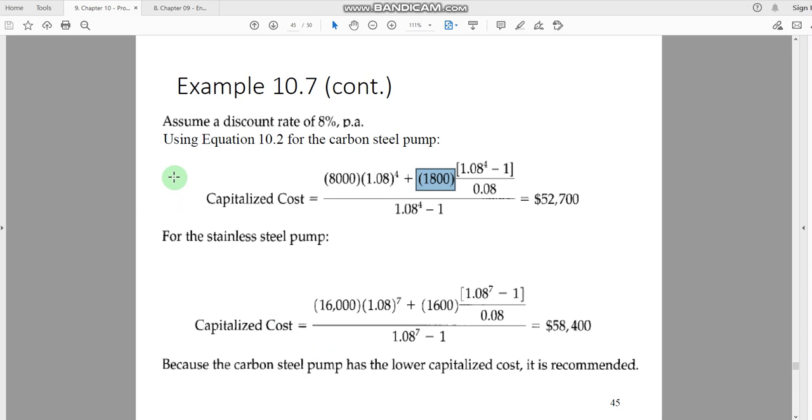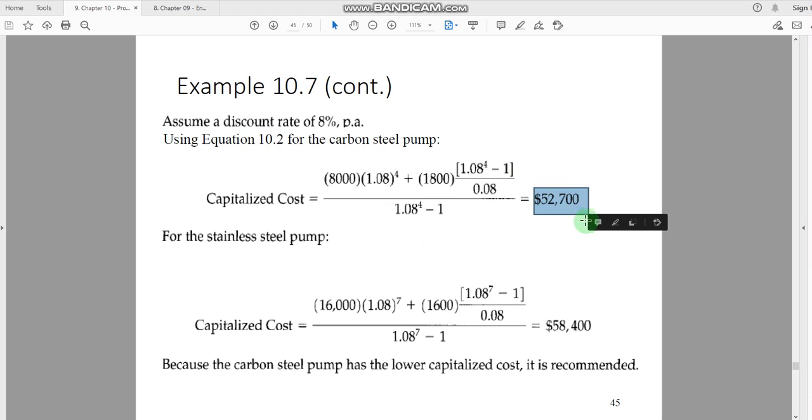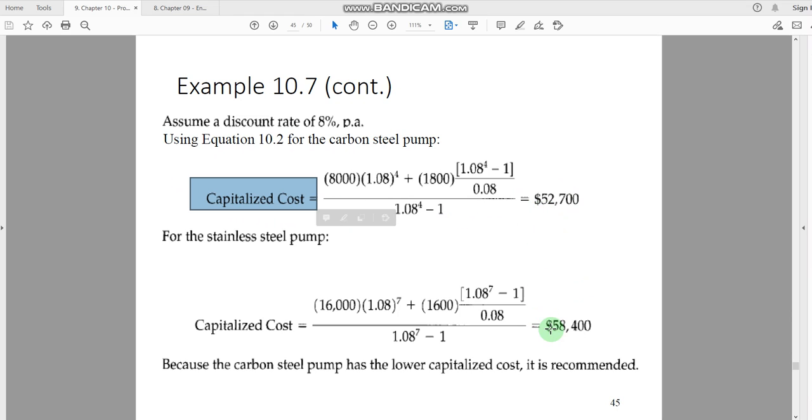For the carbon steel pump, the capitalized cost that we calculated here is 52,700. Now we do the same capitalized cost estimation for the stainless steel pump, and we find the value to be 58,400. From this analysis, the capitalized cost of the carbon steel pump is less than the stainless steel pump. Because the carbon steel pump has the lower capitalized cost, it is recommended. We can go with this alternative because it can save more money.